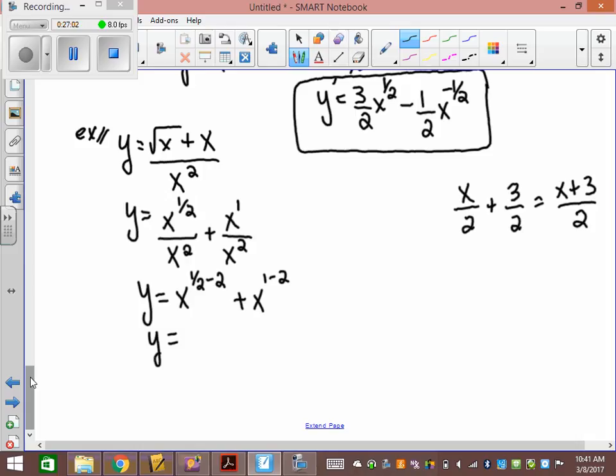I'm just doing this one beside. I'm going to do the math on the next step. So this would be 1/2 minus 4 over 2 is correct. So what's 1/2 minus 4 over 2? Negative 3 over 2.